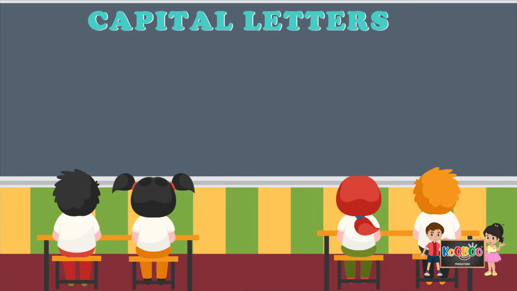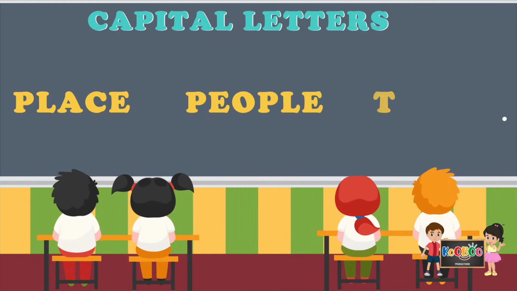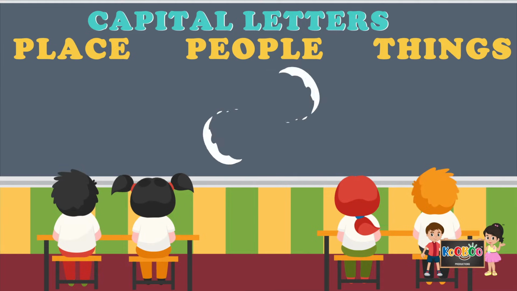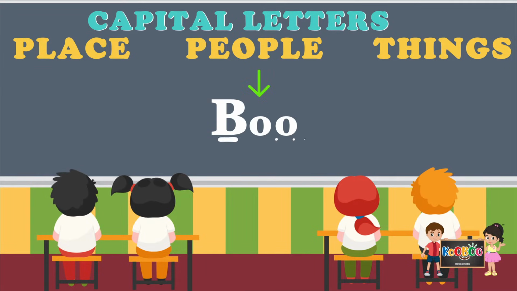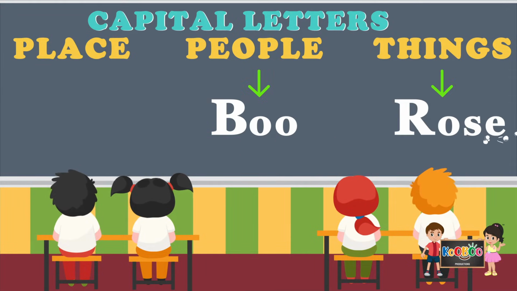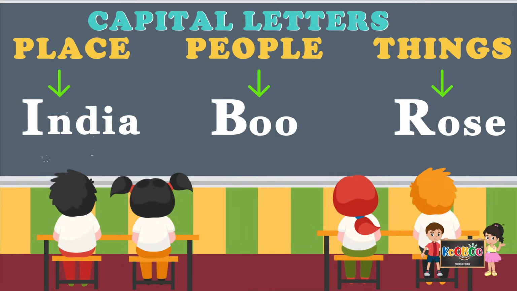We use capital letters when we write names of any place, people or things. Example, Boo, Rose, India. Kids, you can see in each word we use capital letters in the starting because they are names.